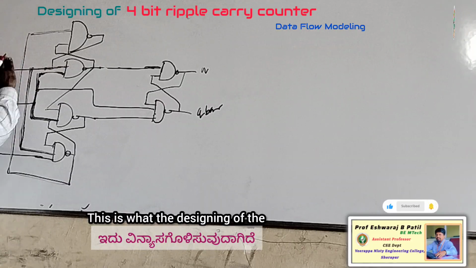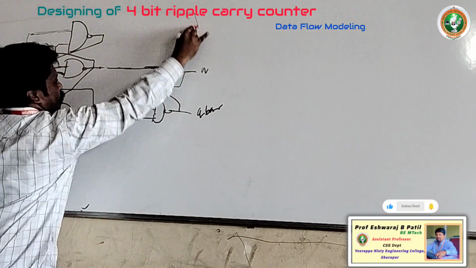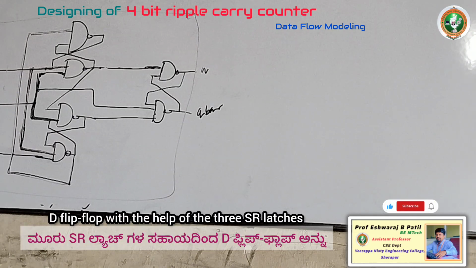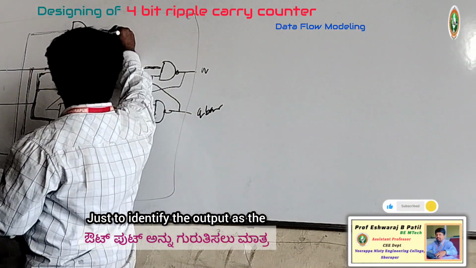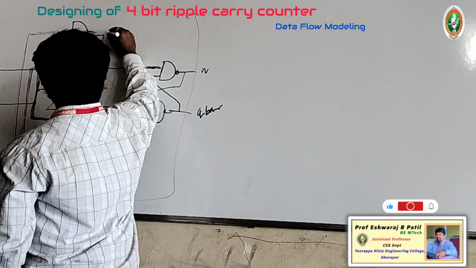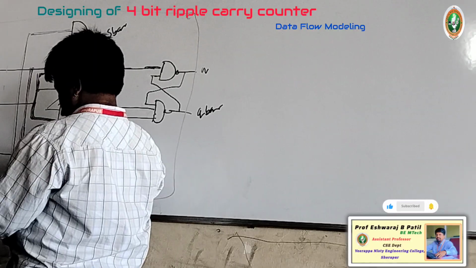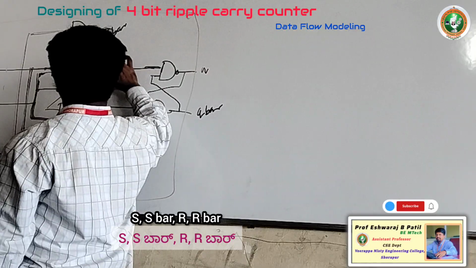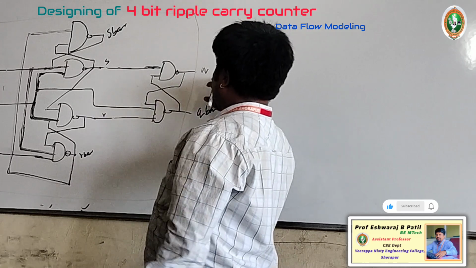This is the design of the D flip flop with the help of three SR latches. You have to identify the outputs: Q, Q bar, S bar, R bar. This is S, this is R. Here bar is nothing but the inverter.